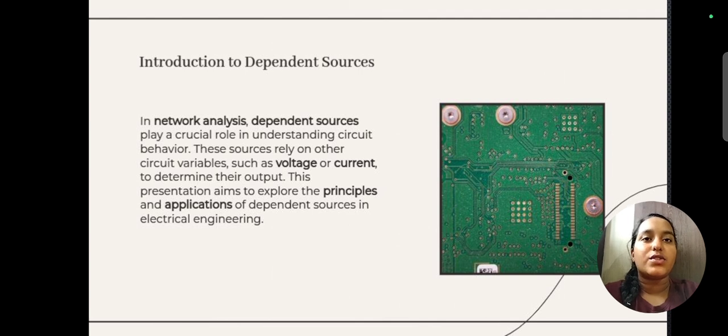Introduction to dependent sources. In network analysis, dependent sources play a crucial role in understanding circuit behavior. These sources rely on other circuit variables such as voltage and current to determine their output. This presentation aims to explore the principles and applications of dependent sources in electrical engineering.